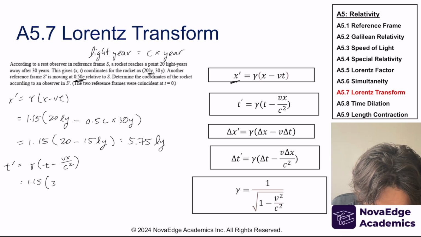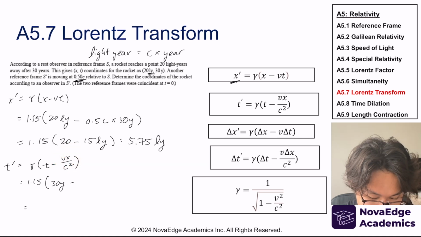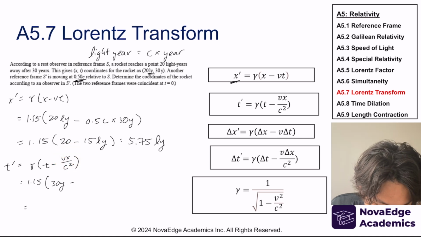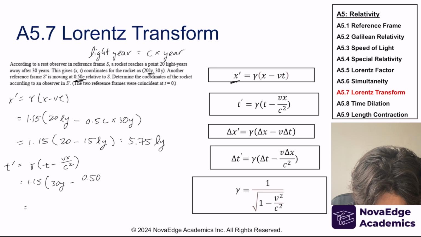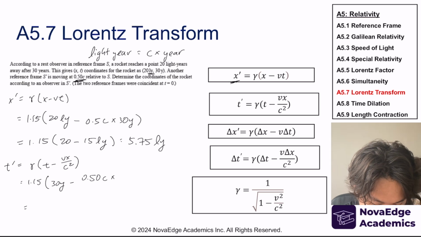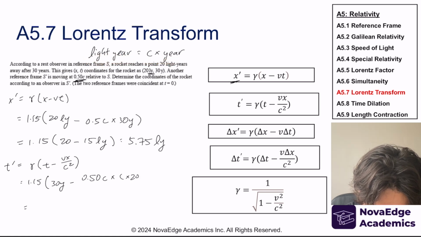T here is 30 years. So essentially same thing, right? This one has to agree with the unit, it has to be 30 years. And the Vx over c has to agree with the unit, it has to be light years. So V, I'm going to keep it as 0.50c. And x is 20 light years. Remember, 20 light years is equal to c times 20 years. So c times 20 years.